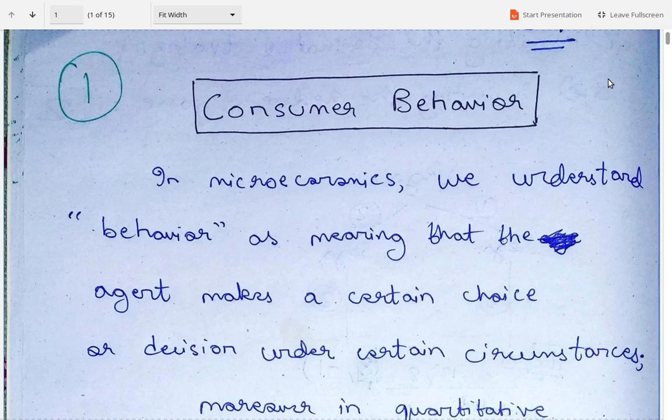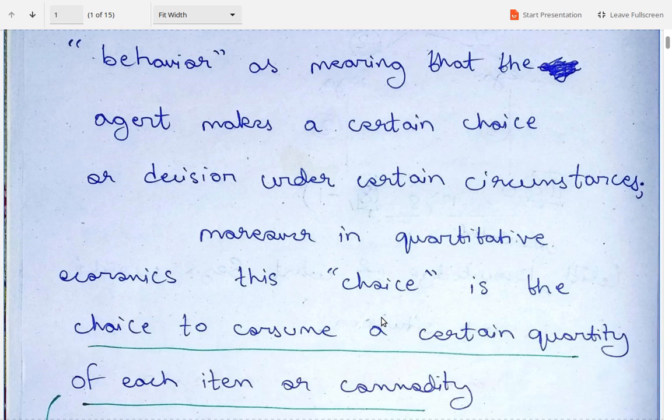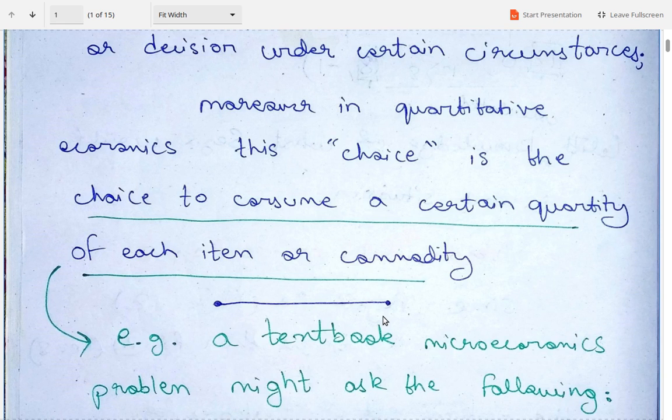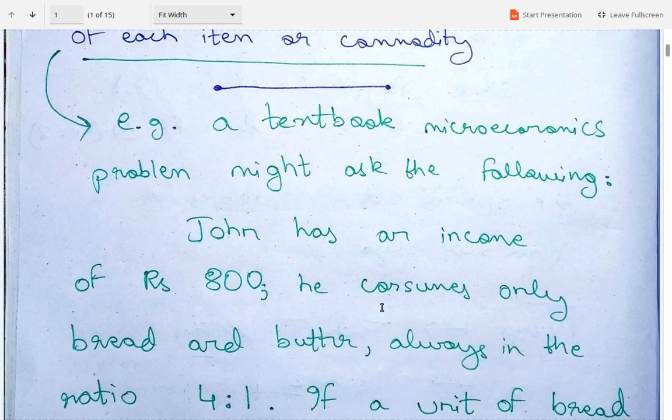Consumer behavior. In microeconomics, we understand behavior as meaning the agent makes a certain choice or decision under certain circumstances. Moreover, in quantitative economics, this choice is the choice to consume a certain quantity of each item or commodity. For example, a textbook microeconomics problem might ask the following.